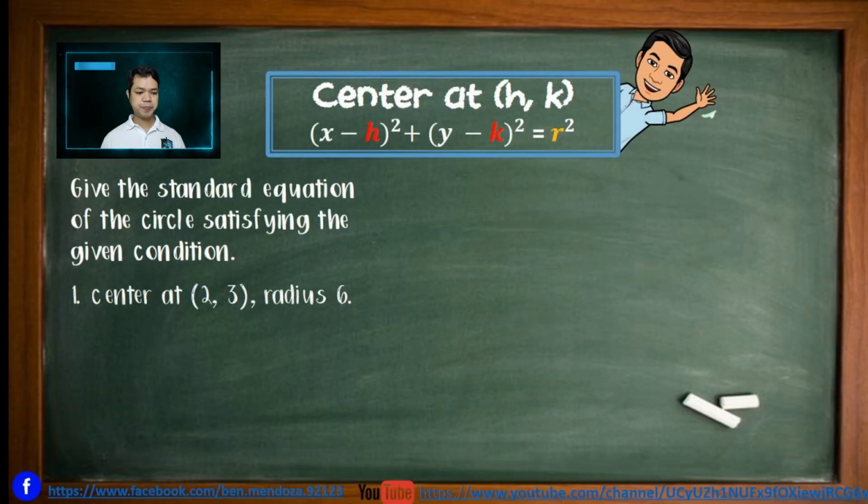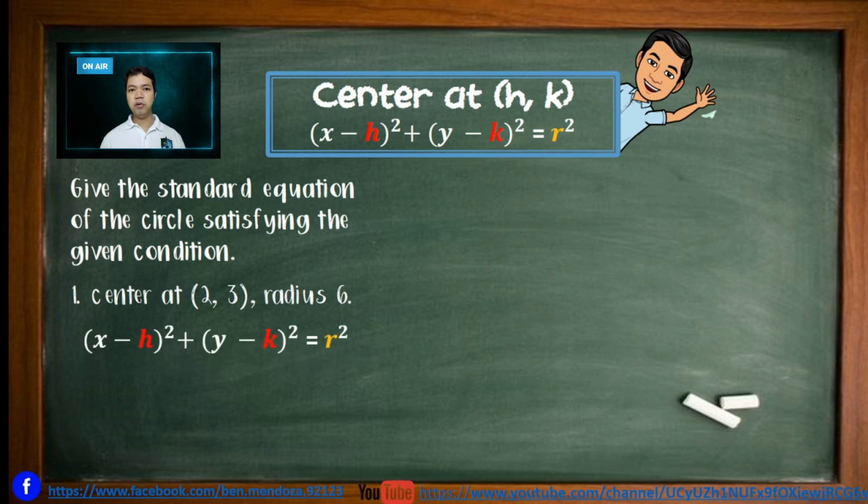First example. Give the standard equation of the circle satisfying the given condition. Number 1. Center at (2, 3) and radius of 6 units. Now, if the center is at (2, 3), in what region can you locate the center? That will be in the first quadrant. Then the length of the radius is exactly 6 units.